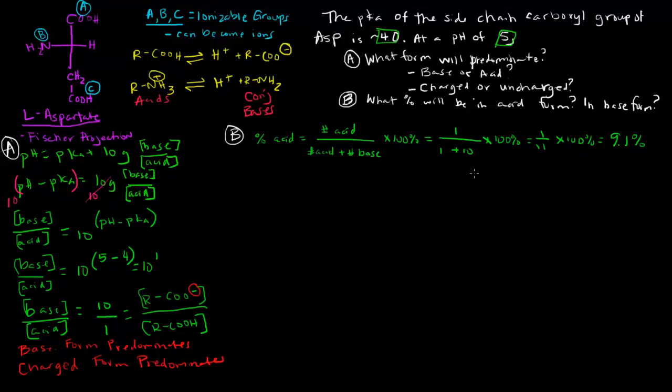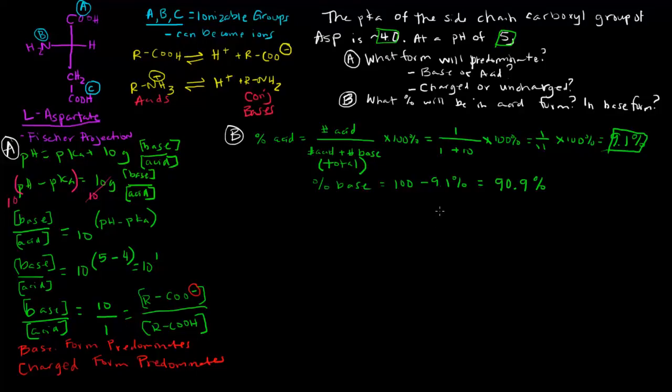So if we want to find the base form, all we have to do is take this number. If there are some in the acid form and some in the base form, here we're saying that 9.1% are in the acid form. Well, the rest have to be in the base form. So the percent in the base form will be equal to 100 minus 9.1%, which is 90.9%. Or you could set it up the same way we did here, except instead of putting the number of acids on top, you would put the number of base. The bottom would still be the total.